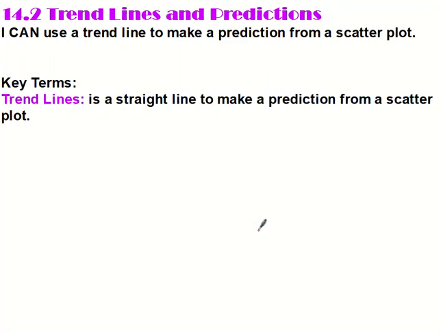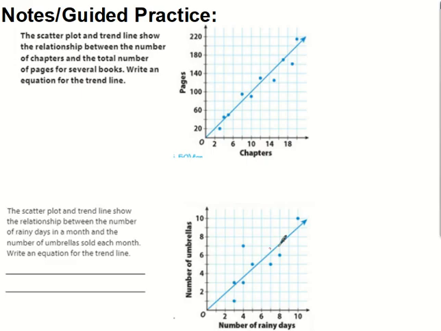Hola, mi clase. We are doing 14.2, super short unit. This is it. And then we just practice until our test. So we're going to start making trend lines and then use them to make predictions. A trend line is a straight line to make a prediction from a scatter plot. That's why we've been using warm-ups to practice finding slope and y-intercept.